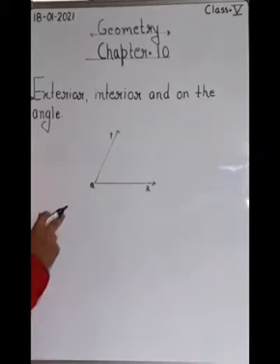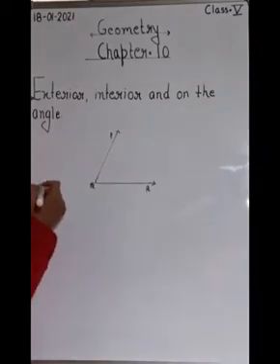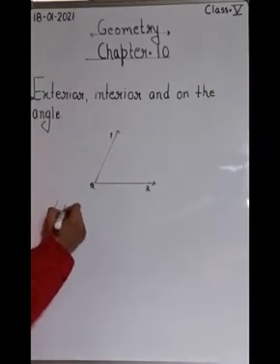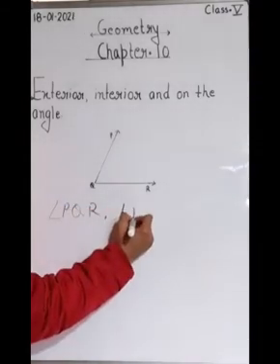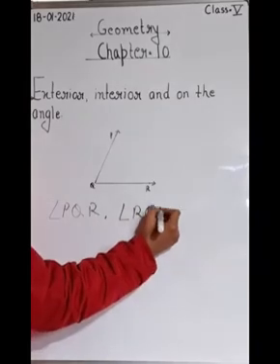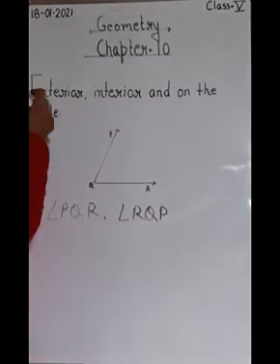So here I have drawn an angle. How are you going to name it? This will be named as angle PQR, or you can say angle RQP.